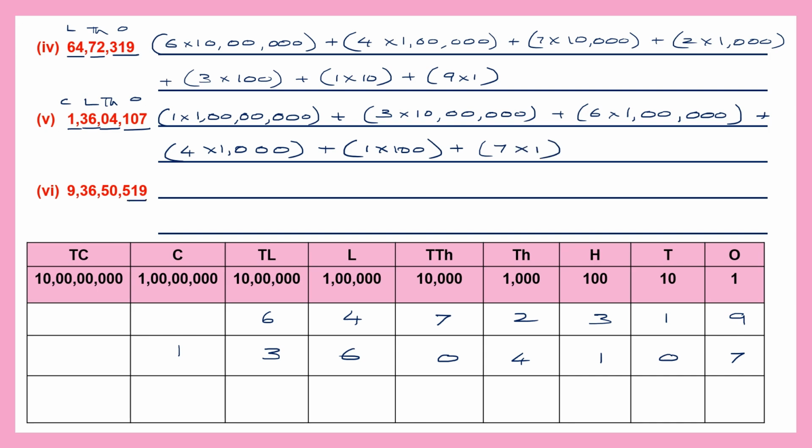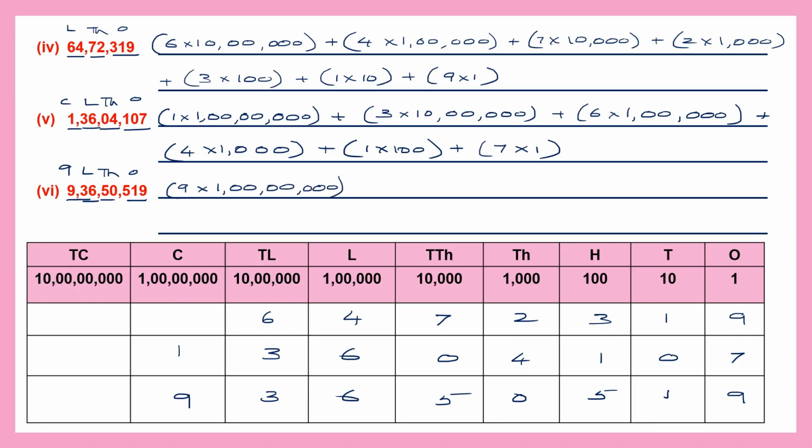The next number, 519 in the ones period. So 5, 1, 9. Then we have 50 in the thousands period, and 36 in the lakhs period, and we have 9 in the crores period. So this will be 9 into 1 crore, 3 into 10 lakh, 6 into 1 lakh, 5 into 10,000, 0 you can leave it out, 5 into 100, 1 into 10, and 9 into 1. So let's write that. So that will be 9 into 1 crore.